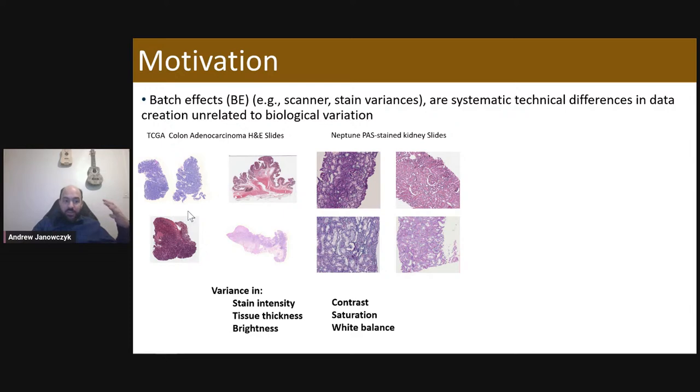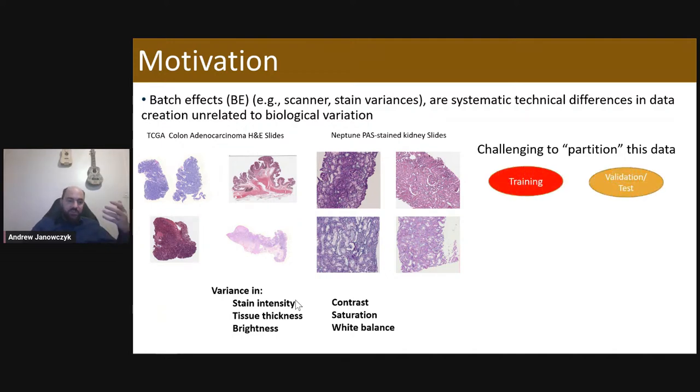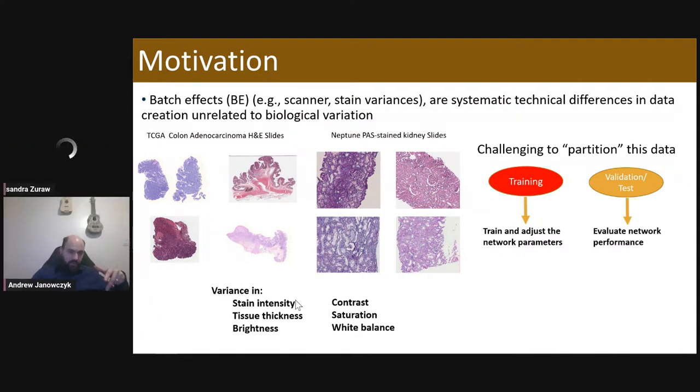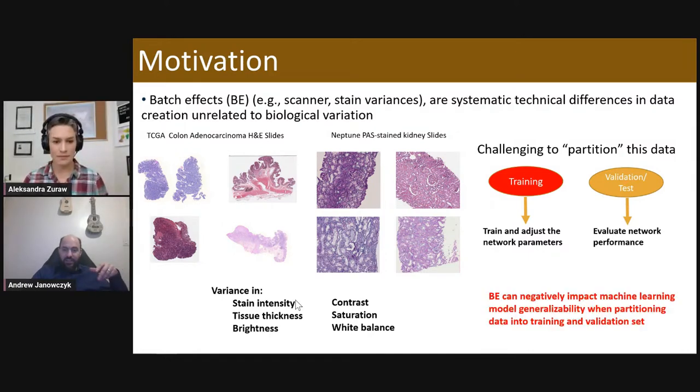The interesting thing here is that these things at the bottom look like the same sort of stuff that HistoQC measures. And that's really what we want. So we have a challenge to try and partition this data. When we're building machine learning classifiers, we want to identify training sets and validation and testing sets. We're going to use the training sets to adjust the network parameters and the validation set to evaluate the network performance as a result of that training.